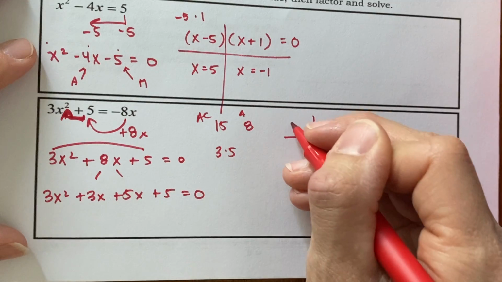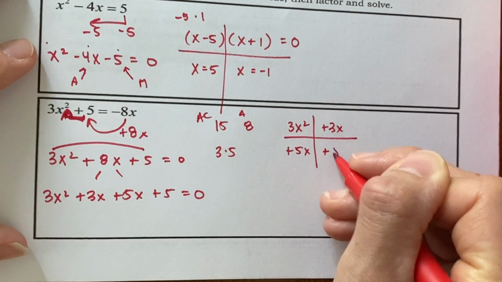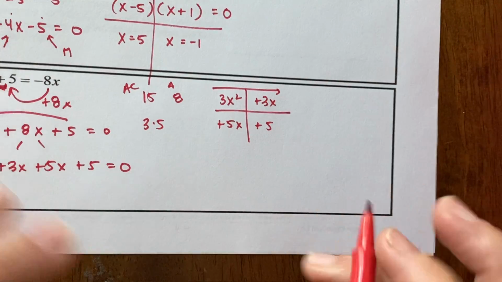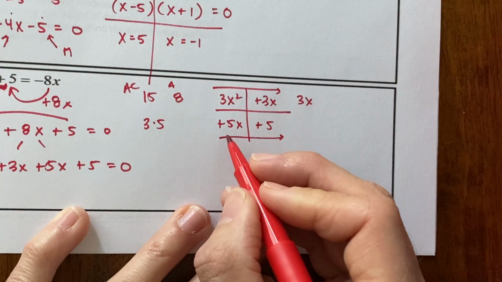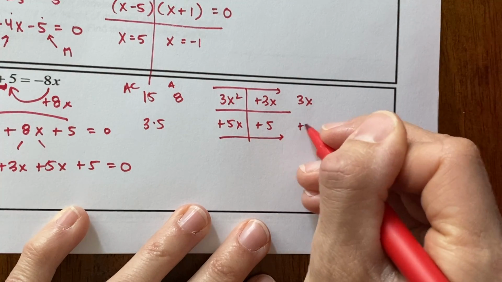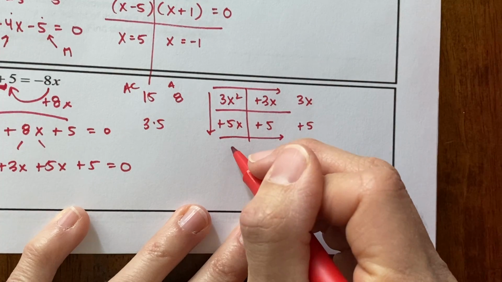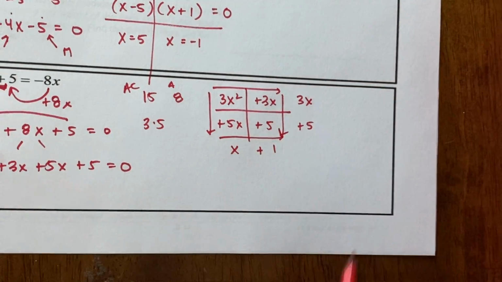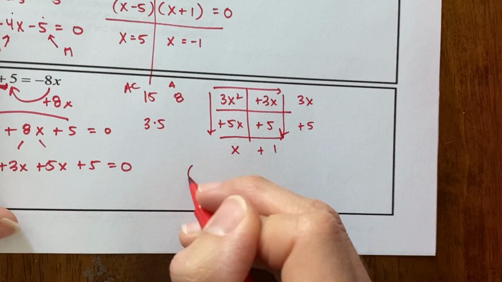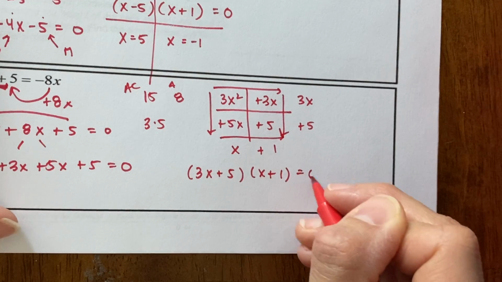Put it in the boxes. 3x squared plus 3x plus 5x plus 5. Factor the top. The greatest common factor of 3x squared and 3x is 3x. The greatest common factor of 5x and 5 is plus 5. The greatest common factor of 3x squared and 5x is x, and of 3x and 5 is plus 1. So I have 3x plus 5 times x plus 1 equals 0.